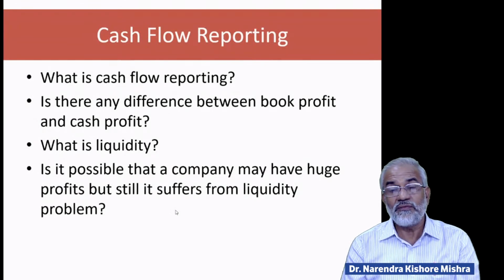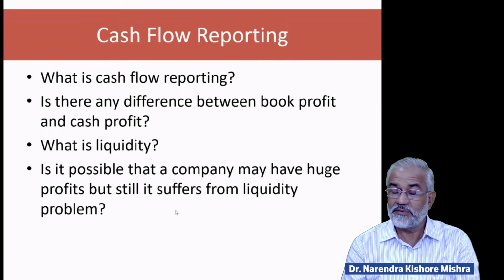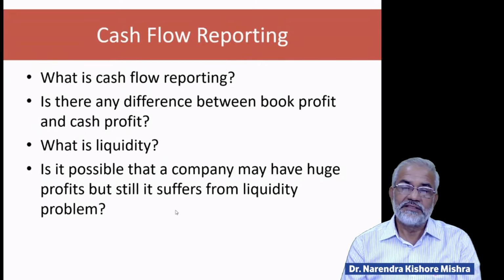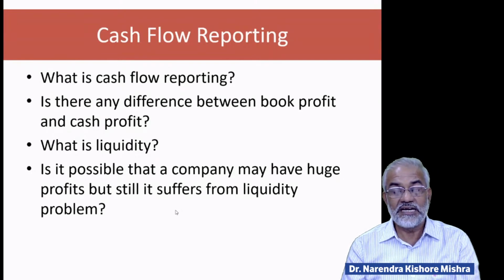So even if the profit is there to the extent of 10 lakhs, the net profit is 10 lakhs or the book profit is 10 lakhs as reflected in the income statement of the profit and loss account, there won't be cash to that extent in the hands of the organization. The cash must be less than 5 lakhs because that 5 lakhs is remaining with the sundry debtors to be realized in a subsequent period.